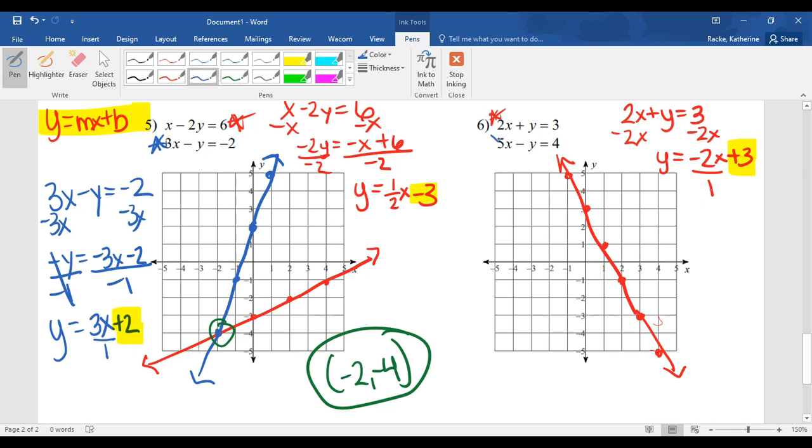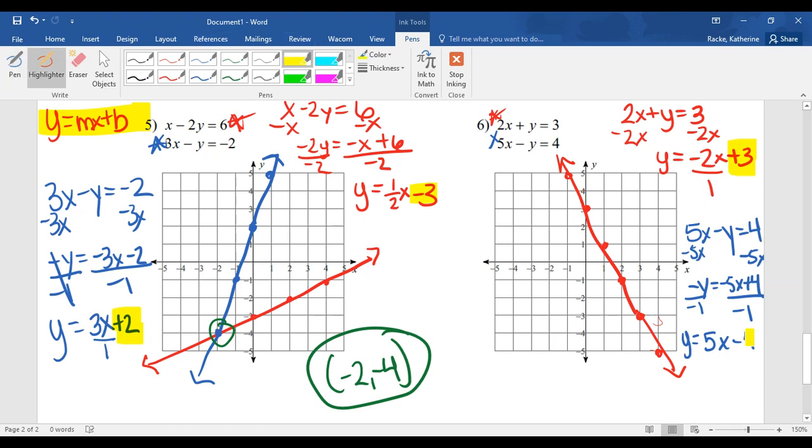And then my second one, 5x minus y equals 4. Subtract 5x on both sides. I get negative y equals negative 5x plus 4. Now I have a negative y. I want that to be positive, so I'm going to divide everything by negative 1. I get y equals negative 5x divided by negative 1 gives me a positive 5x. And 4 divided by negative 1 just gives me a negative 4.